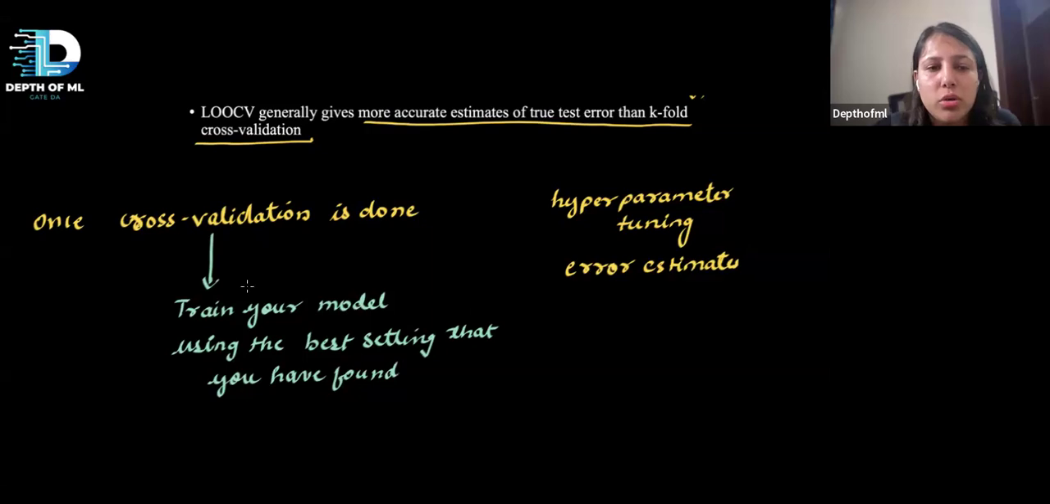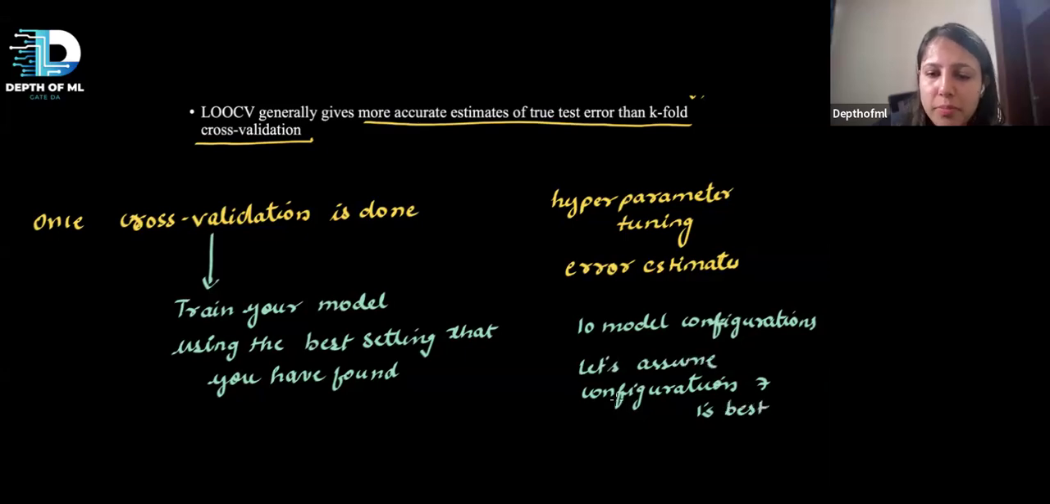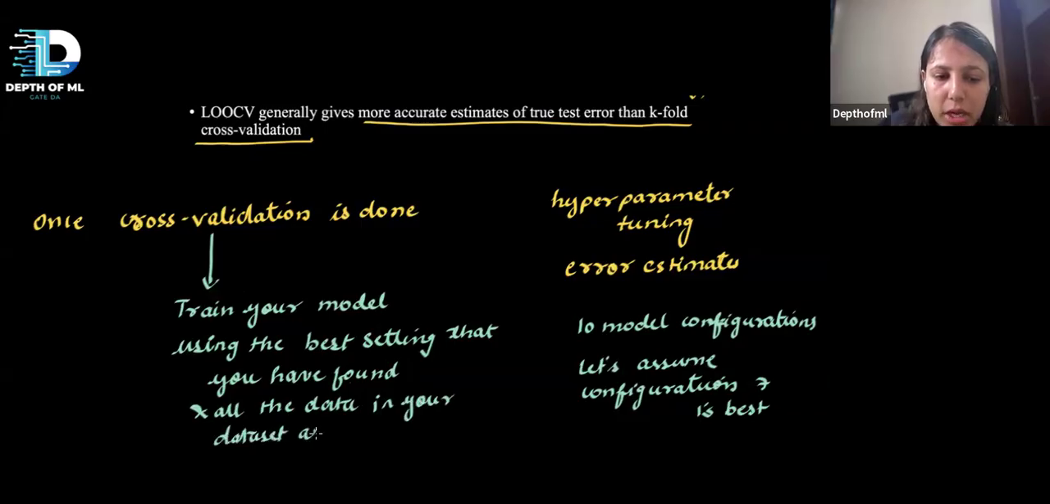Okay, so what is the meaning of this? Suppose I trained, and I'm not talking about the individual cross-validation model. Suppose I tested some 10 model configurations. 10 model configurations I had, and I did cross-validation on each of them. And I realized that my configuration 7 is best. Let's assume 7 is best. So what you will do is you will actually train your model using the best setting that you have found and all the data in your data set as training. So whatever splits you were creating were only limited to your cross validation.